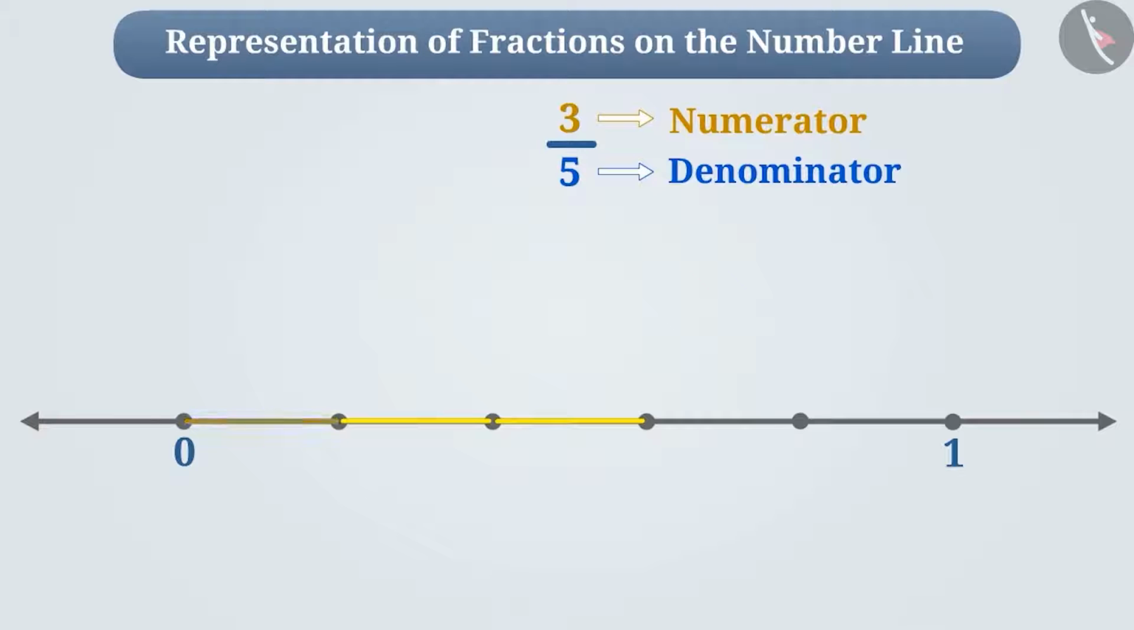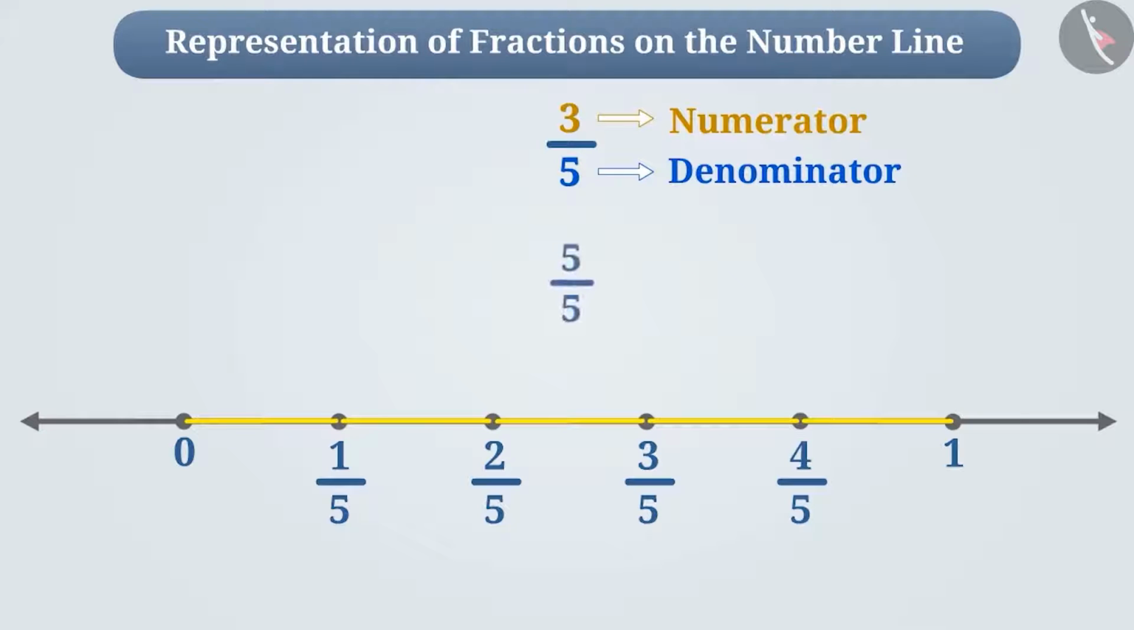That means one part on the number line will be 1/5, 2 parts 2/5, 3 parts will be 3/5, 4 parts 4/5. Similarly, if 5 out of 5 parts are taken, then the fraction will be 5/5. Can you find the position of 5/5 on the number line? Absolutely correct. This will be the position of 1, that is, 5/5 is equal to 1.